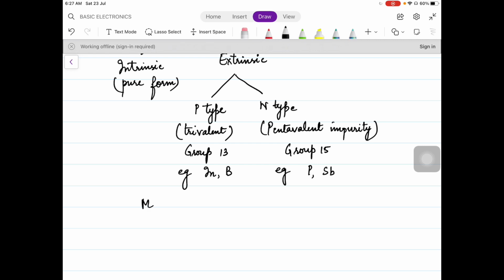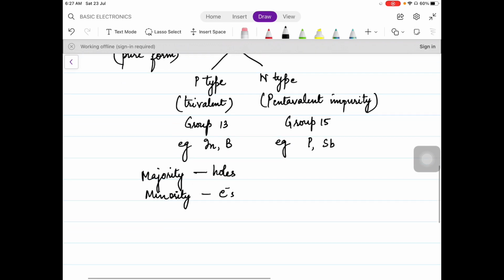the majority carriers are holes, minority are electrons, and the ions which are formed, because trivalent impurity is acceptor impurity, because in the case of trivalent impurity, it will be having 3 valence electrons, so these 3 electrons will be forming the covalent bonds with the electrons of silicon or germanium in whatever semiconductor you will be adding it.